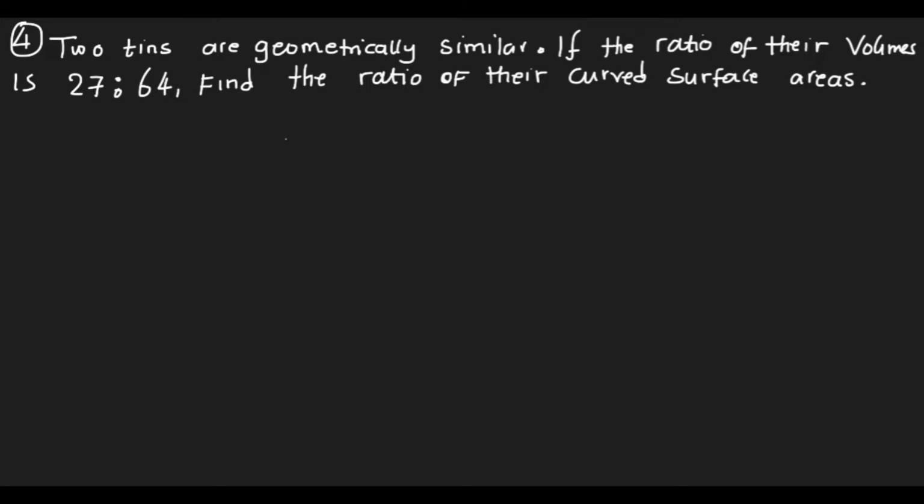So now we move on to question 4. Two solids are geometrically similar. If the ratio of their volumes is 27 to 64, find the ratio of their curved surface areas. So we have been given the ratio of the volumes. So what are we supposed to do? We are supposed to find the cube root, since volume is raised to the power 3.